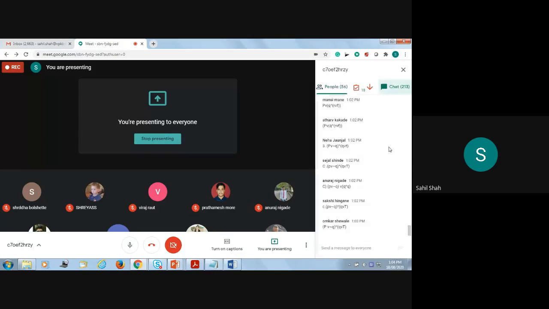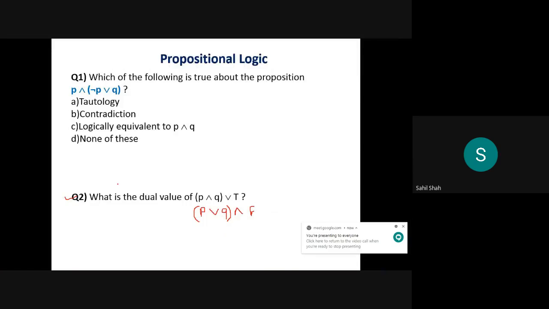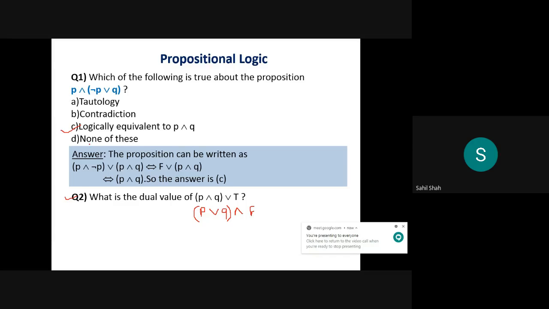Okay, next one. Moving further. Now, can you tell me which of the following is true about the proposition P conjunction negation P or Q? Yes, this will be logically equivalent to C. Let's check. The proposition can be written as we have been given. So we can make use of the distributive law. Using the distributive law, this can be written as P conjunction negation P, or, coming outside, P and Q. This one is false. So false or P conjunction Q. This we have seen already, isn't it?